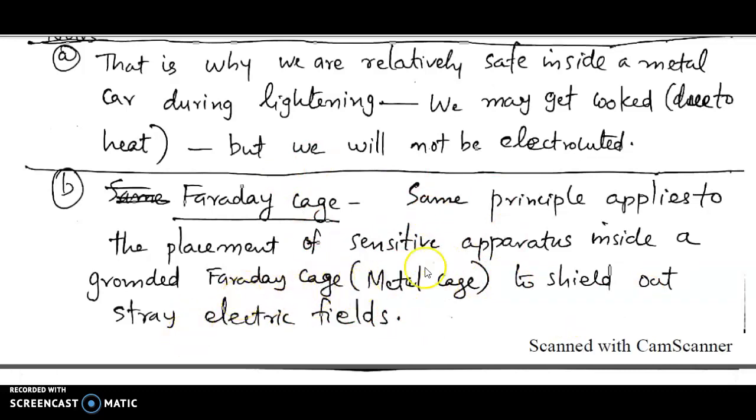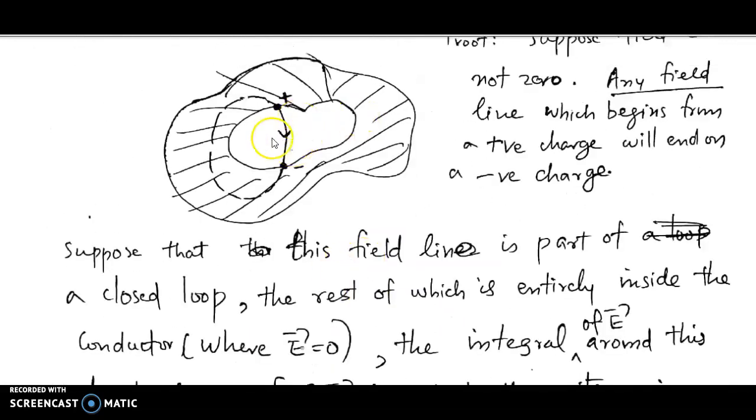A Faraday cage is basically a metal cage, and we keep the sensitive apparatus inside in the cavity, and it will be unaffected by, or effectively shielded from, the stray electric fields outside.